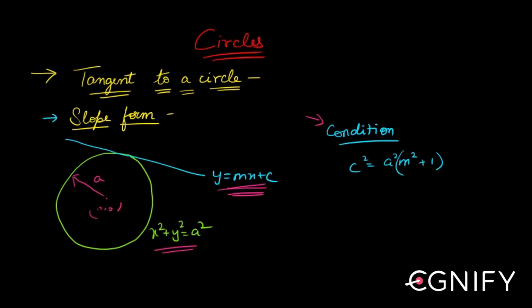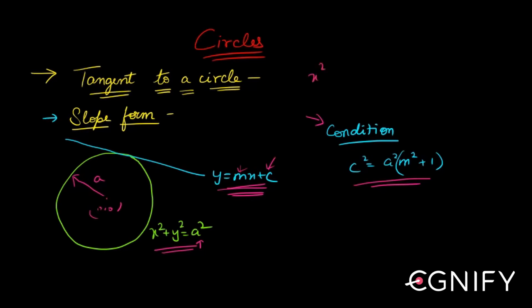The condition is this: the square of the constant c of the line should be equal to a square into m square plus 1. But why is this? Where is this condition coming from? It's actually coming from that quadratic that we saw a while ago.